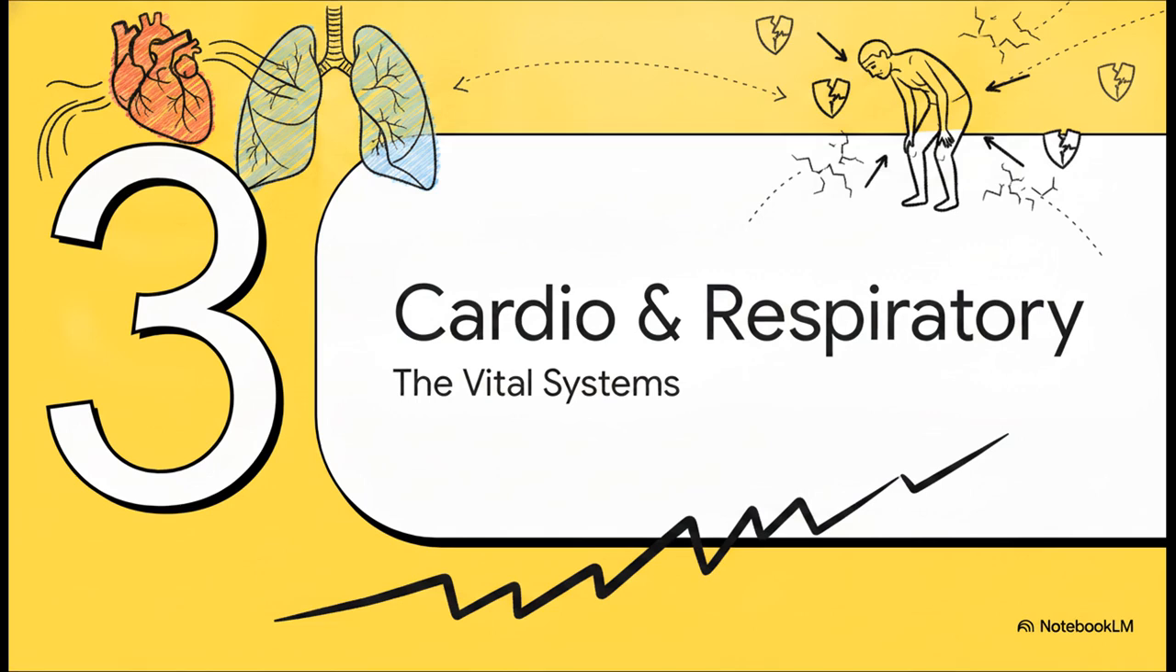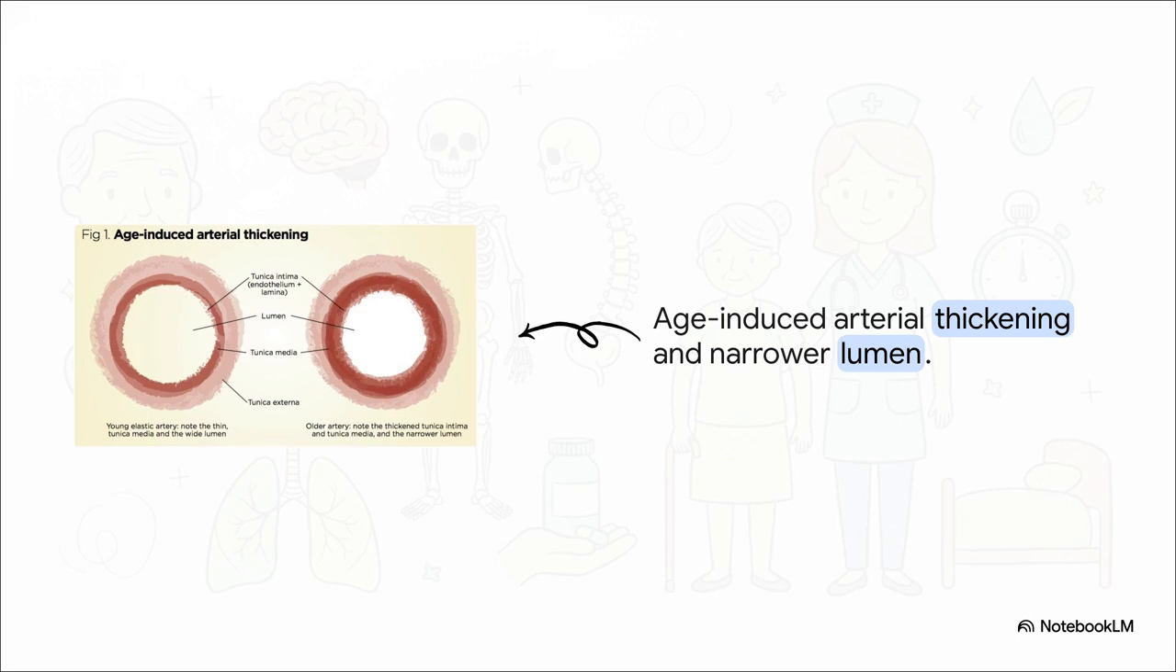Next up, Section 3. Cardio and respiratory changes, our vital systems. These are the vital systems, and the crucial point to remember here is that frail elderly patients just have far less cardiac and respiratory reserve. When these systems face increased demands, older adults can decompensate incredibly fast.